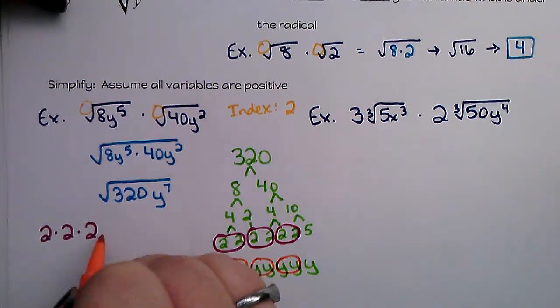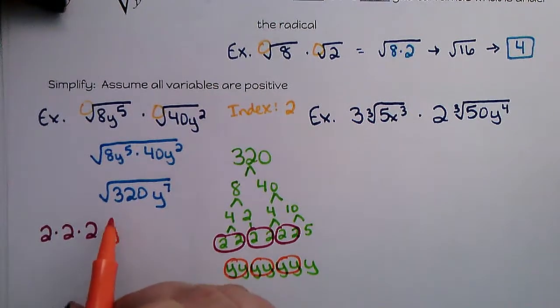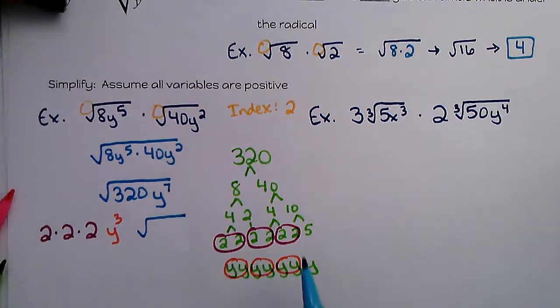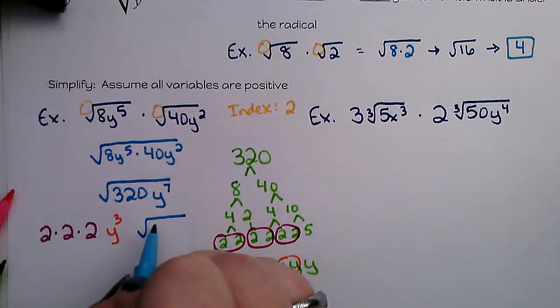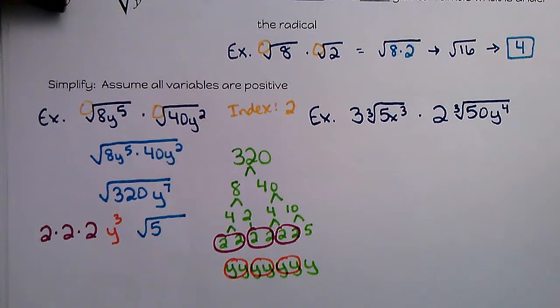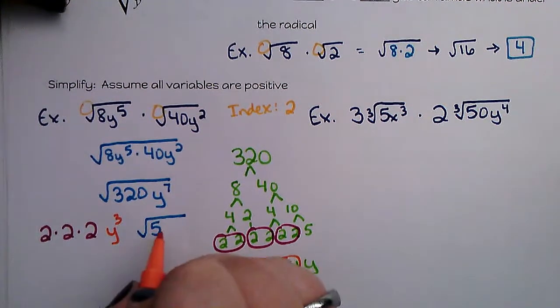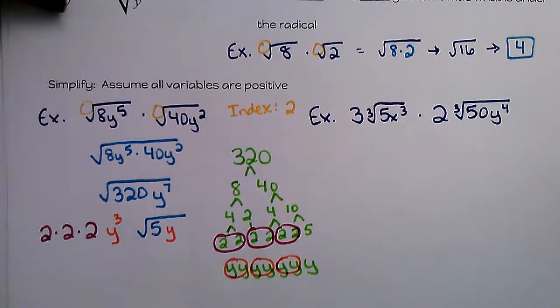So letters are a little bit different. We write them one time with an exponent of the number of groups that they have. Then we do square root. What number is not in a circle is the 5. And how many letters do I have not under the circle? Just one y. Then once everything's where it should be placed, I multiply it together. 2 times 2 times 2 is 8. So 8y to the 3rd, square root of 5y. And that's all we have to do.